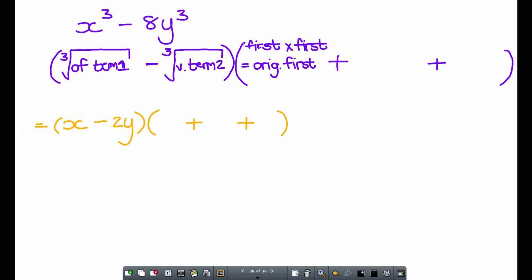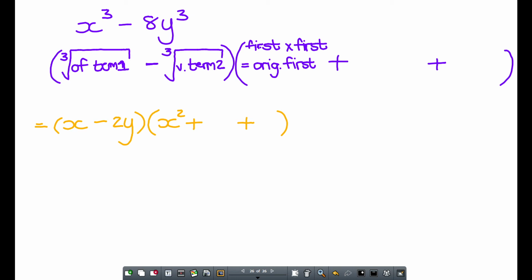Okay. Met ander woorde, hierdie x maal wat ook al ek hier gaan skryf, moet vir my gee x tot die mag 3. Daai x maal dit moet vir my gee x tot die mag 3. So x times what will give me x to the power 3? X tot die mag 2. Engels en Afrikaans saam, okay.